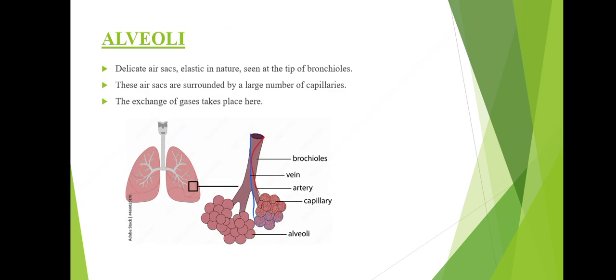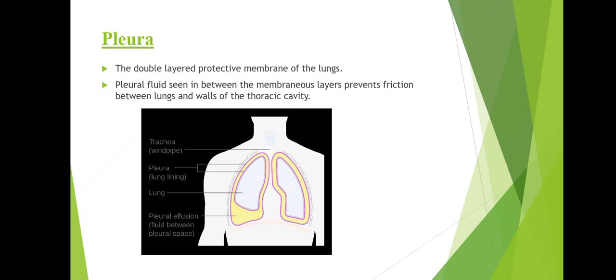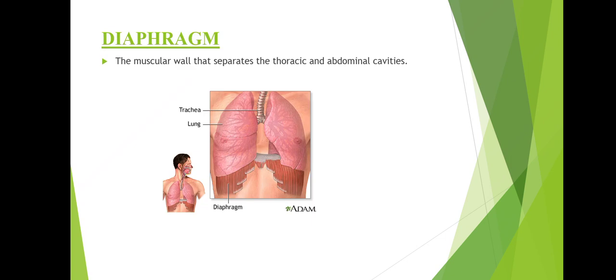Alveoli, delicate air sacs, elastic in nature, seen at the tip of bronchioles. These air sacs are surrounded by a large number of capillaries. The exchange of gases takes place here. Pleura, the double layered protective membrane of the lungs. Pleural fluid seen in between the membranous layers prevents friction between the lungs and the walls of the thoracic cavity. Diaphragm, the muscular wall that separates the thoracic and abdominal cavity.